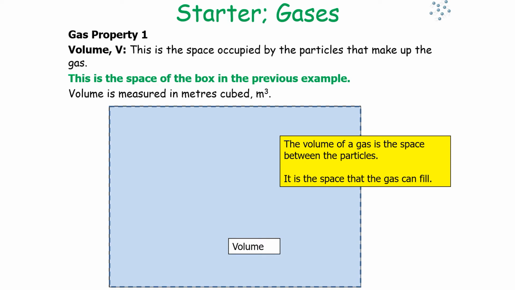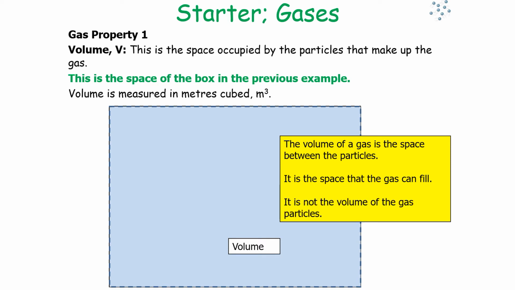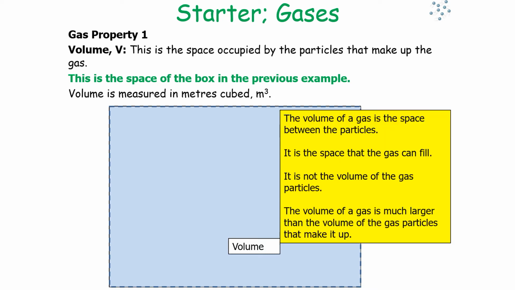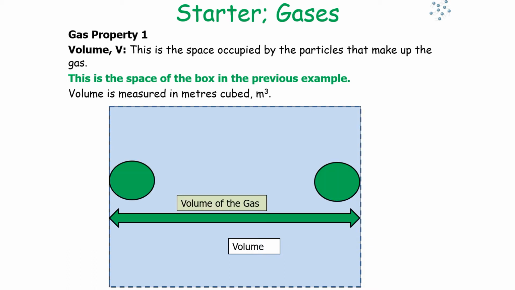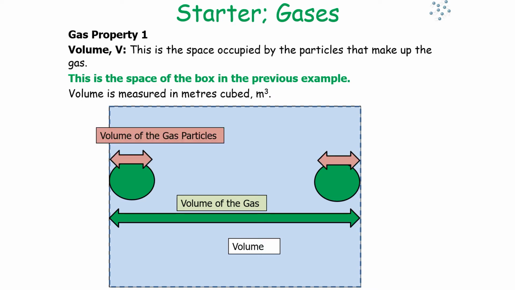So the volume of a gas is the space between the particles. It is the space that the gas can fill. It isn't the volume of the gas particles themselves, because the volume of a gas is much larger than the volume of the gas particles that make it up. As you can see here is the volume of the gas, and here is the volume of the gas particles. Because there's lots of empty space between the gas particles, that gives us a volume of gas much larger than the volume of the gas particles.